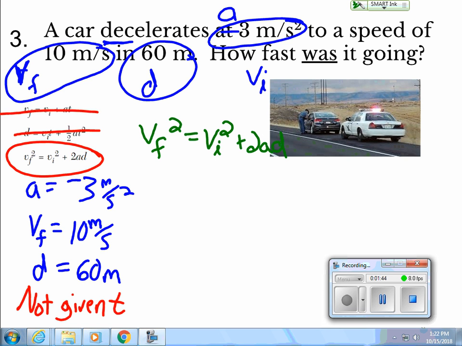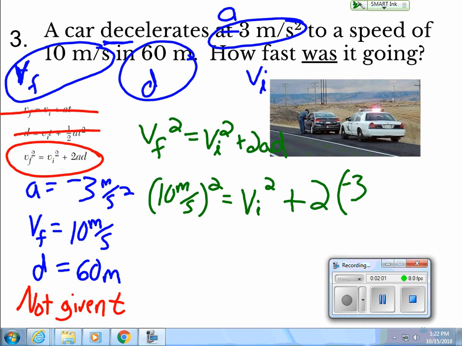Alright, so my V final is going to be 10 meters per second. Don't forget to square it. Is equal to my V initial, which I do not know. I'm trying to solve for that. Is equal to plus 2 times the acceleration, which was a deceleration. You are slowing down. So negative 3 meters per second squared multiplied by your distance that you traveled, 60 meters.